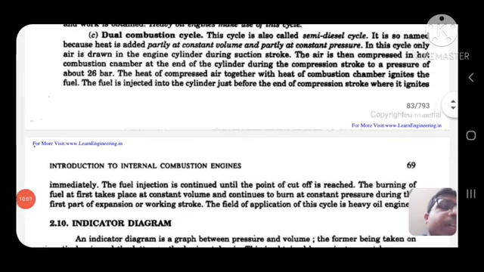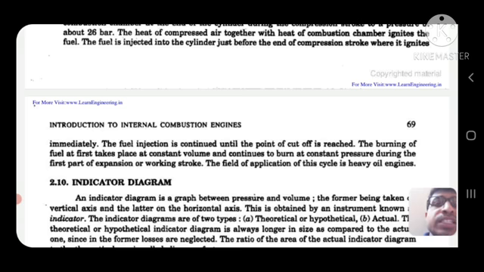Now, the air pressure. Air is then compressed in the hot combustion chamber at the end of the cylinder during the compression stroke to a pressure of about 26 bar. The hot compressed air together with the heat of the combustion chamber ignites the fuel. The fuel is injected into the cylinder just before the end of the compression stroke, where it ignites.